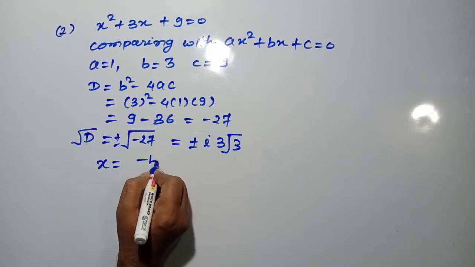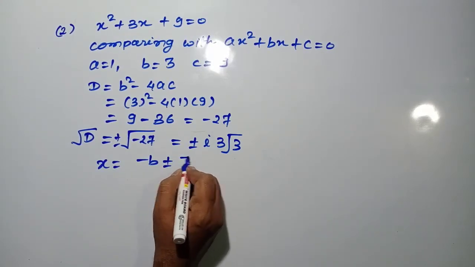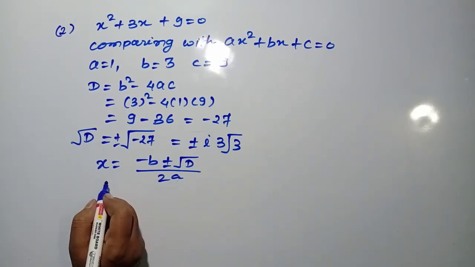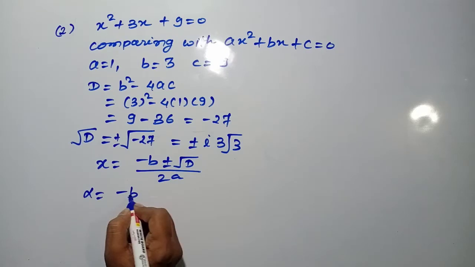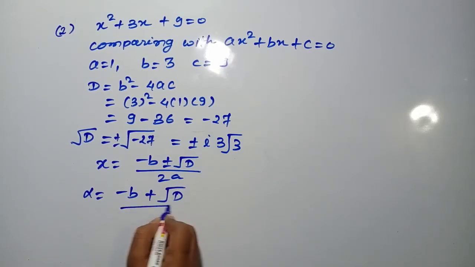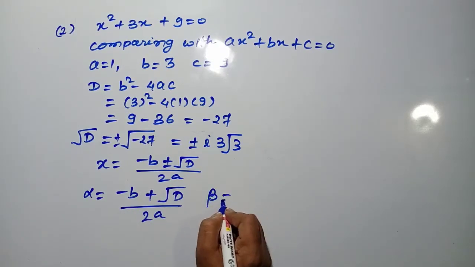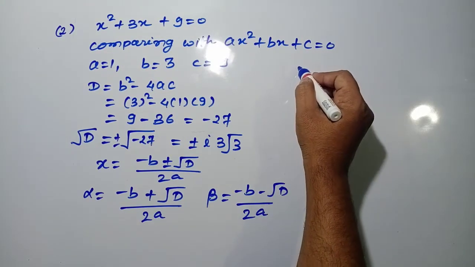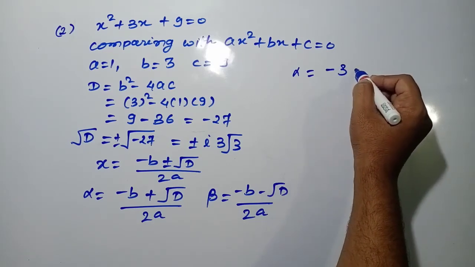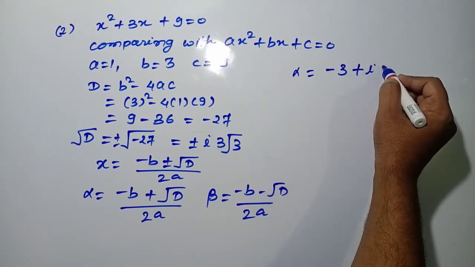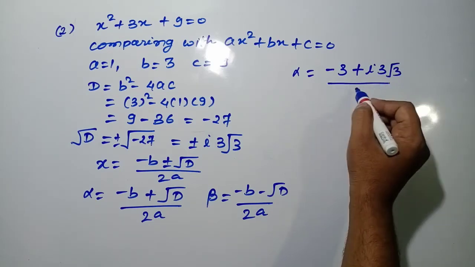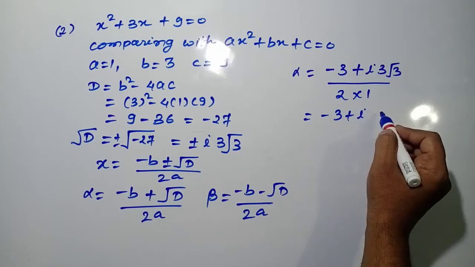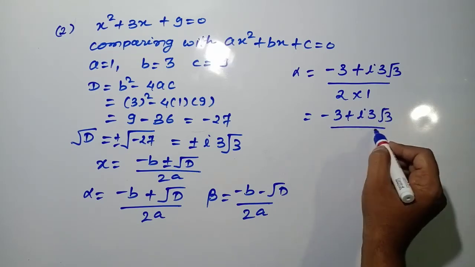So x is minus b plus minus root D upon 2a. So one root will be alpha. Alpha is what? Minus b plus root D upon 2a. Another root will be beta. So minus b minus root D upon 2a. Now substituting the values over here. Alpha is minus b means minus 3 plus iota 3 root 3 upon 2a, 2 into 1. So we are getting minus 3 plus iota 3 root 3 upon 2.